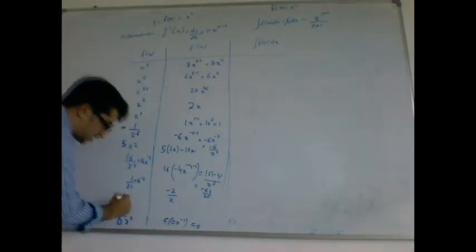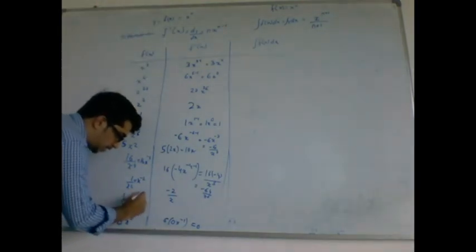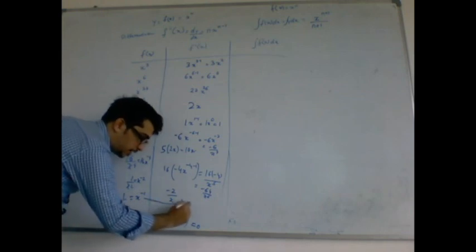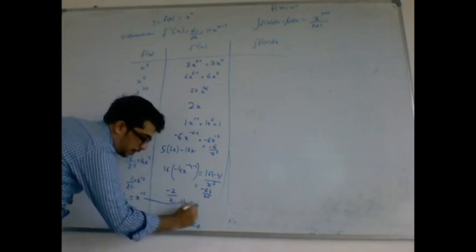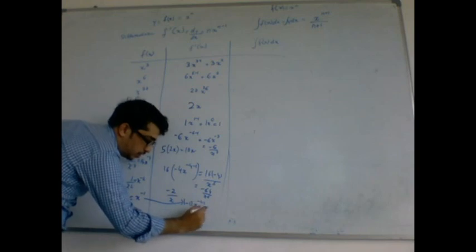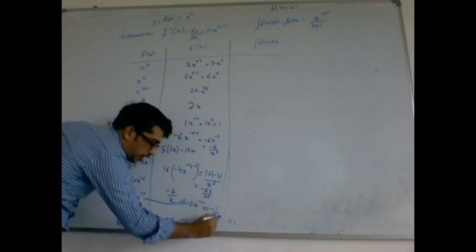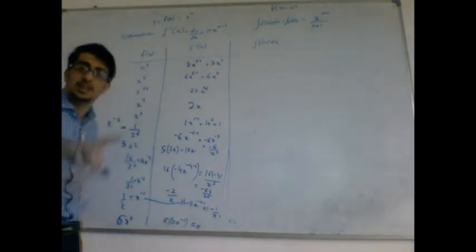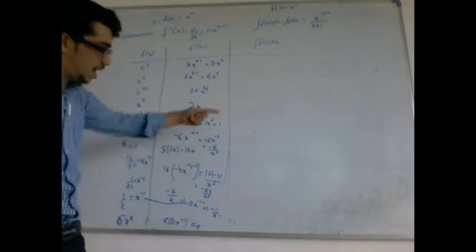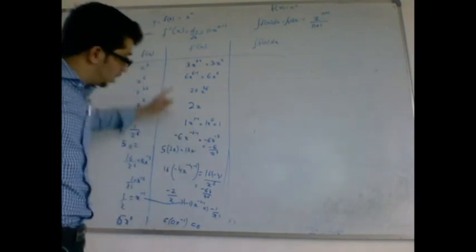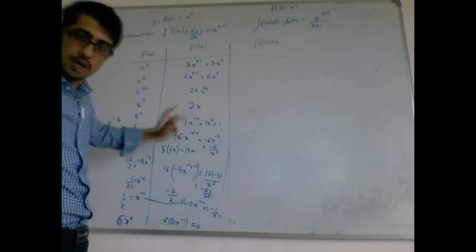And now what is 1 by x? 1 by x is none other than x power minus 1. So I will write minus 1 here, and x power minus 2 is none other than 1 upon x square. Its differentiation is easy but its integration is difficult. I will tell you, don't worry. So confirm about the differentiation. Now we will go for integration.